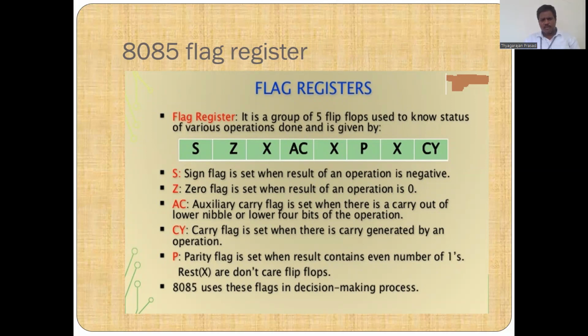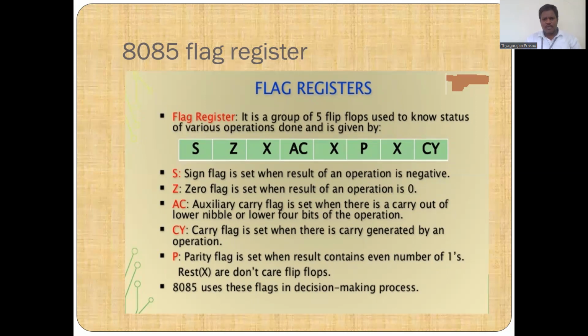Carry flag: suppose we are doing an arithmetic addition operation. Taking one operand, A, the value is 1101, and the B value is all ones. Suppose 1 plus 1: we get the sum as 0 and carry as 1. The extra carry bit will be held by the carry flag. The auxiliary carry flag: the carry out of the fourth bit of the operation, that extra carry bit, we call the auxiliary carry flag.